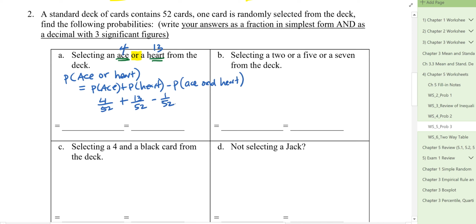So when you subtract and simplify, we get 16 over 52, and in decimal form that's about 0.308. Notice that the fraction is not in simplest form, so let me reduce it. 16 over 52 reduces to 4 over 13. Okay, so that will be my final answer.